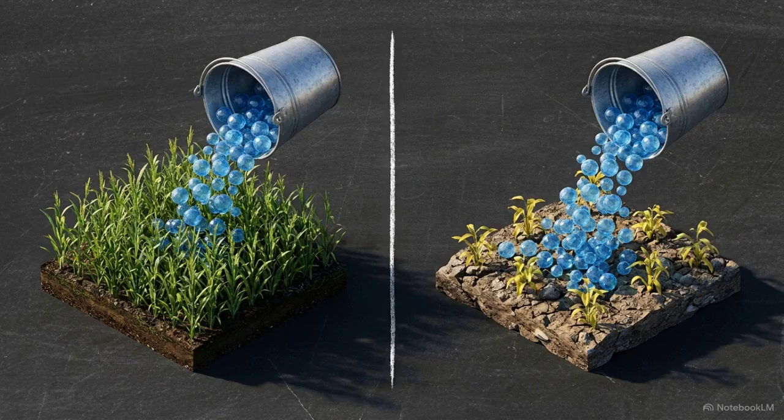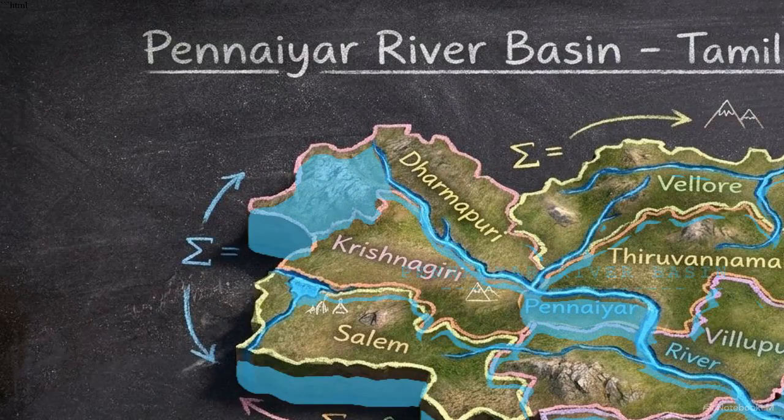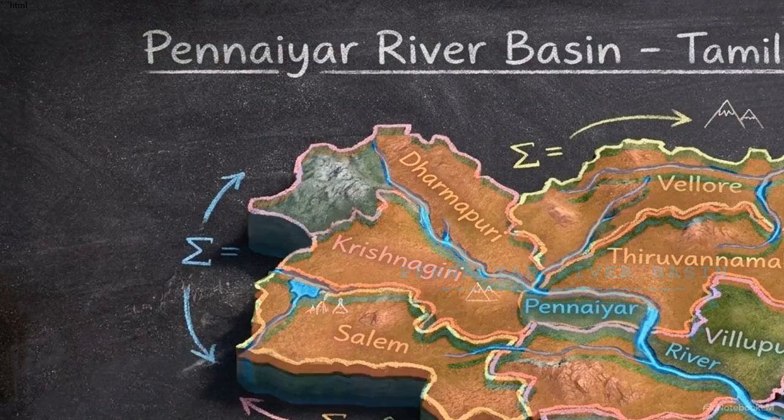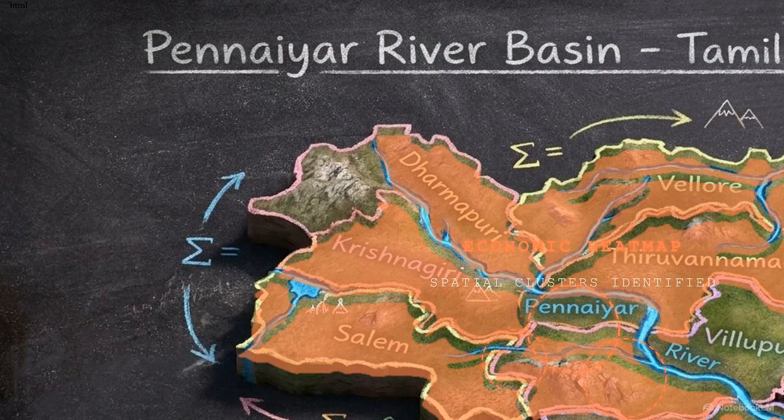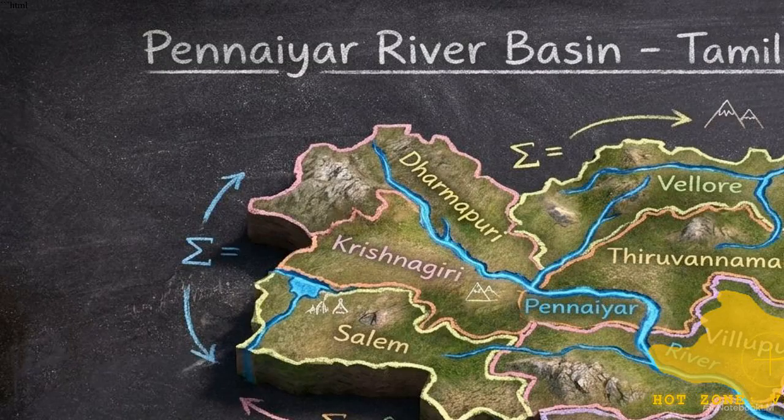Measuring variation across time is only half the equation. The exact same volume of water yields vastly different economic returns depending on its physical location. The Kolmogorov-Smirnov test distributions across the Pennaiyar River Basin reveal massive spatial clusters where water application generates wildly different returns. The Villapuram district consistently registers the highest marginal water value, reaching over 4 rupees per acre for paddy.